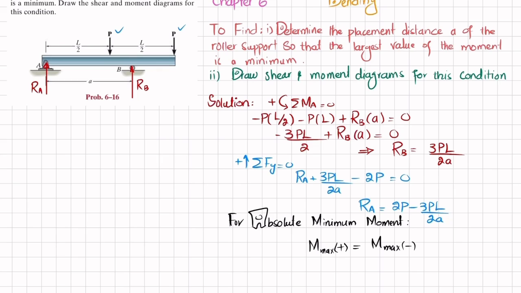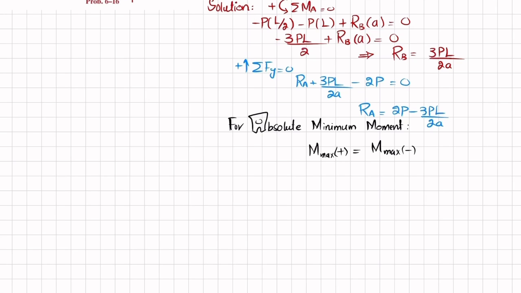So for that I will section the beam at a distance of L by 2 and draw the free body diagram. So let me draw the beam first. Here at this point we will have RA, which is upward, and this RA is equal to 2P minus 3PL over 2A. This distance is L by 2. When you cut it, you will have a shear force acting downward, and you will have a moment in counterclockwise direction. Clear? And this is the neutral axis.